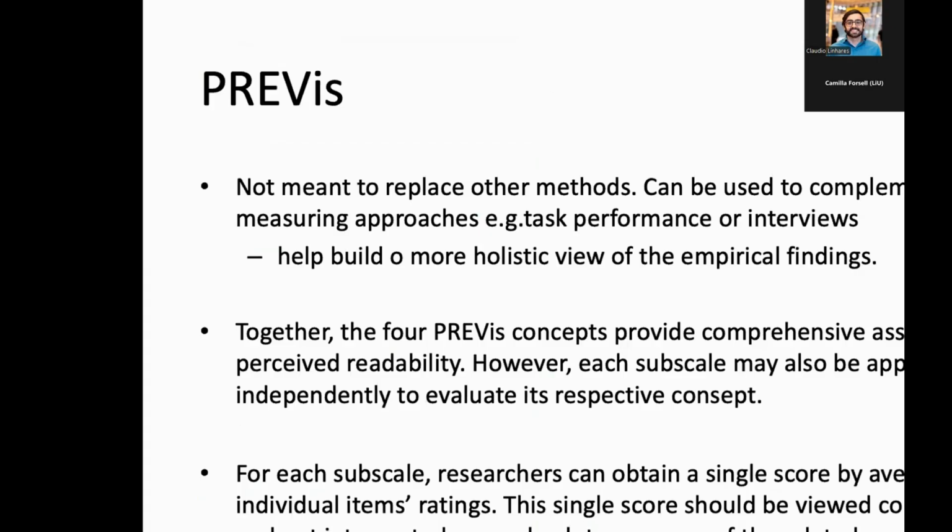Most of the authors that have designed a new method say that they're not meant to replace other methods. They should be used as complements. But sometimes perhaps you just want to make a study investigating this. So feel free to use it then.